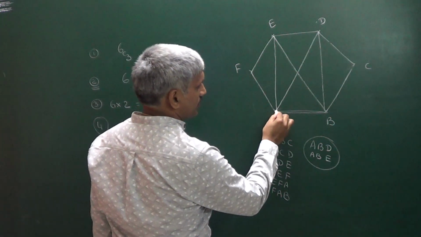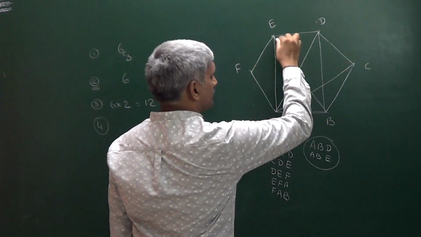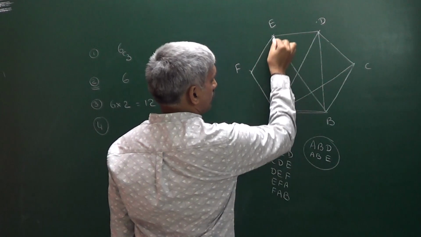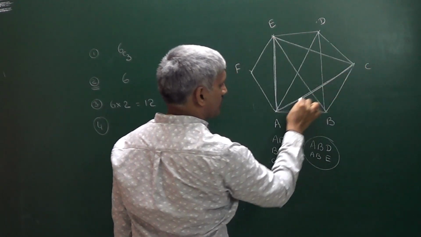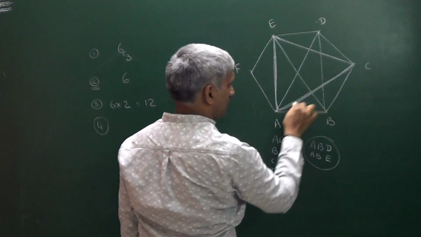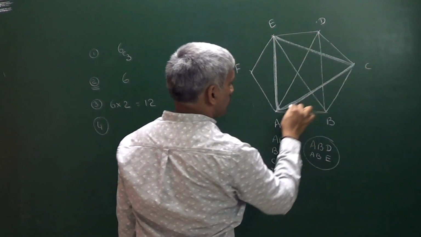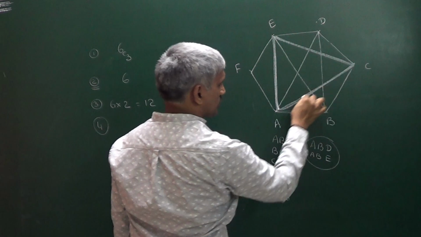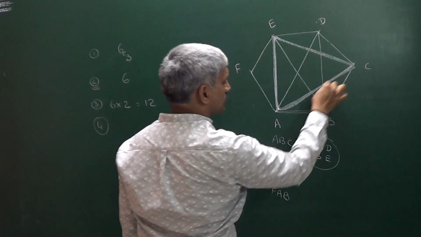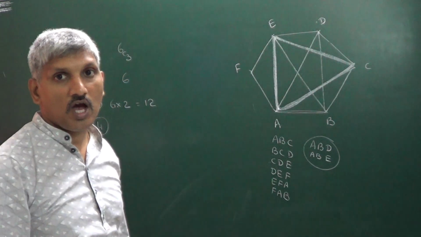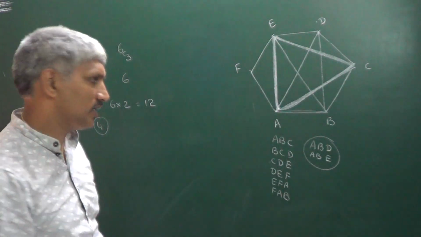Observe here, A, C, E. Now this is triangle ACE. I hope everyone is observing the triangle ACE. For this triangle, no side is common with the sides of the polygon. How do we find that type of triangles?